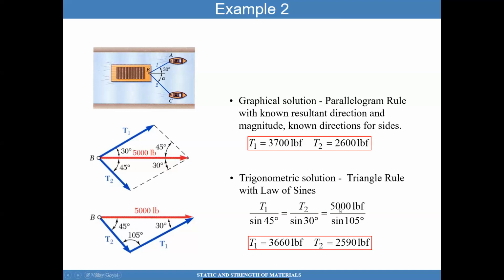I know this ratio. I know this is 105 because the summation of all the angles should add up to 180. I can now solve for T1 and T2 independently. So the trigonometry solution is pretty straightforward as well.